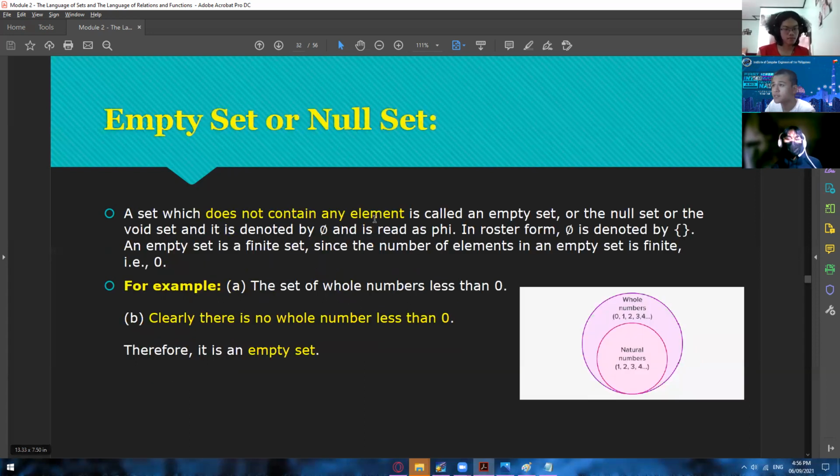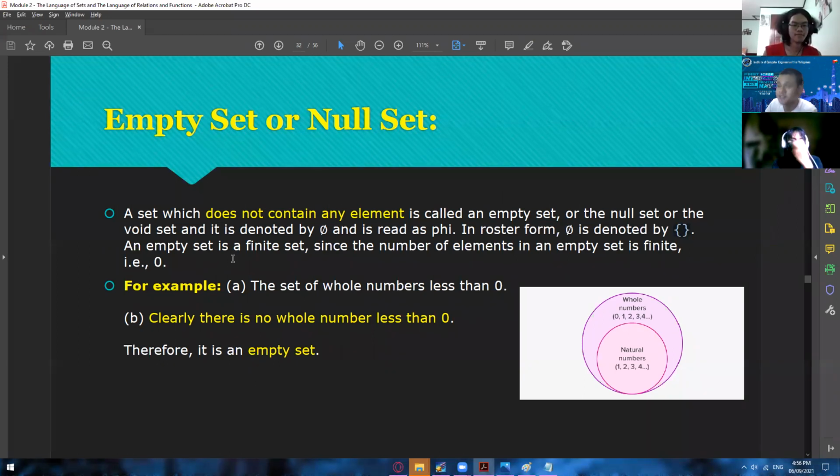Okay. So let's now proceed to the different types of sets. First, the empty set or null set. They are just the same. A set which does not contain any element is called the empty set, the null set, or the void set. So there are actually 3 names for that: empty set, null set, and void set. Those 3 are just the same. It is denoted by phi, and in roster form, it is denoted by an empty curly bracket, which doesn't have an element at all.